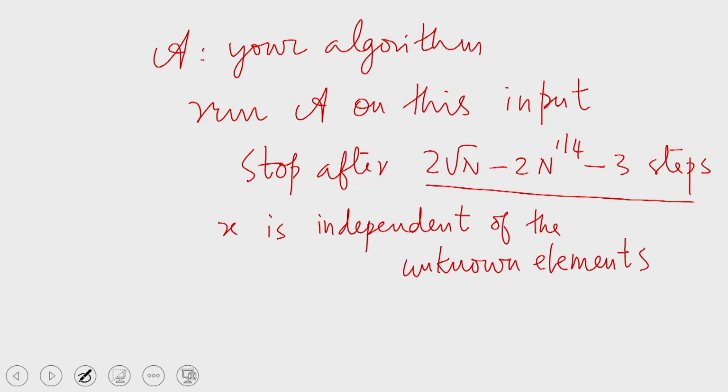Therefore, it is not possible for us to have taken any information from the unknown elements to the bottom right corner. What it means is that the identity of x is independent of the unknown elements. So, even if we change the unknown elements and rerun the algorithm for exactly these many steps, x would still end up exactly at this place, that is the bottom right corner.